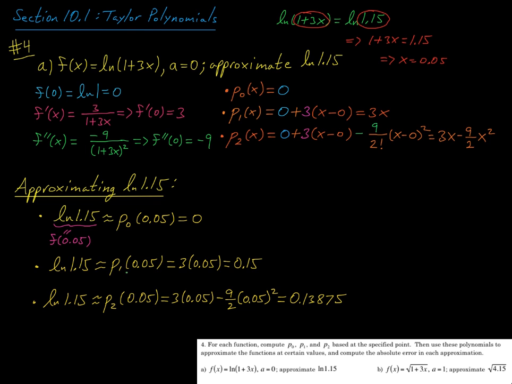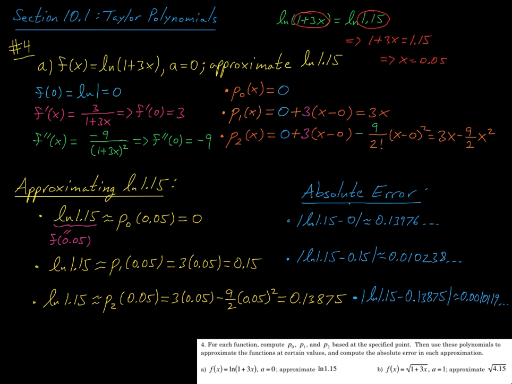Okay, now for our p1 approximation, plugging in, we get 0.15 for our approximation. And then for p2, plugging in 0.05 gives us the approximation 0.13875. All right, so now if we look at the absolute error, well, for this first approximation, the error is 0.13976. Looking at the P1 approximation, okay, we're doing a little better, right? The error there is 0.0102, so on and so forth.